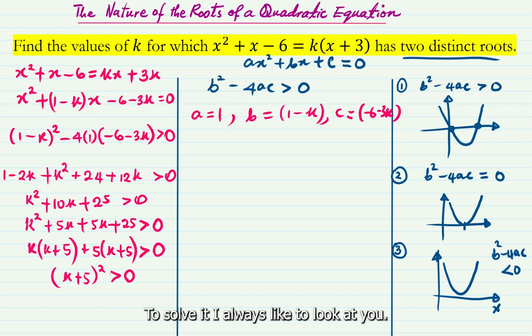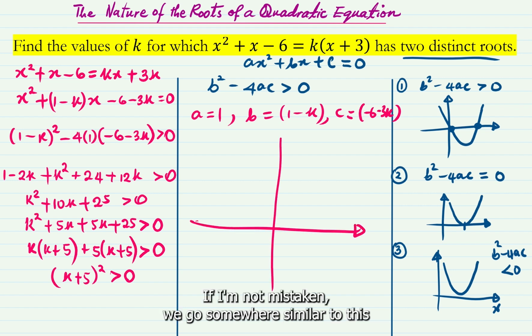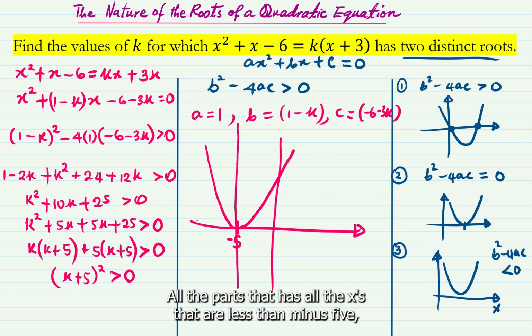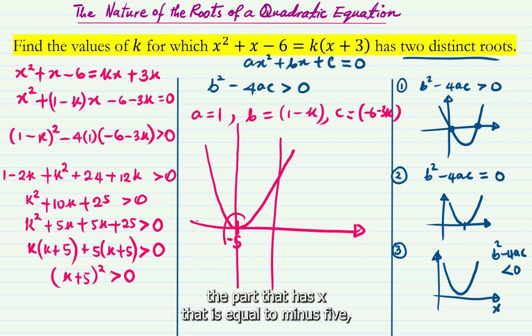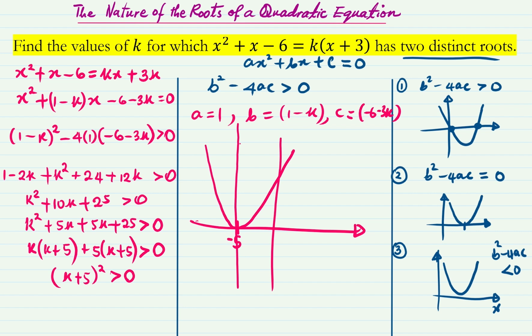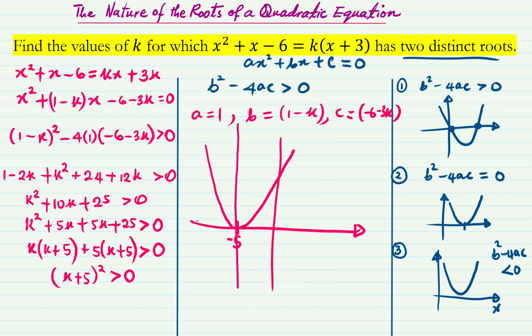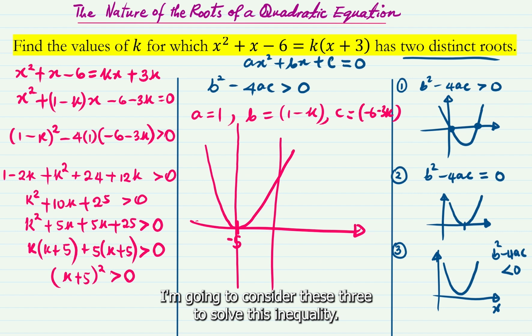To solve it, I always like to look at the graph, which, if I'm not mistaken, goes somewhere similar to this. And this would be negative 5. Now, what I want you to see is that this is my graph. I can cut it into two parts. All the parts that have all the x's that are less than minus 5, the part that has the x that is equal to minus 5, and all the parts that have all the x's that are greater than minus 5. I'm going to consider these three to solve this inequality.